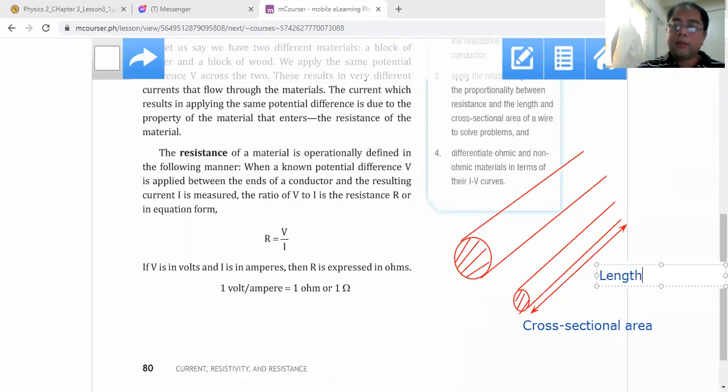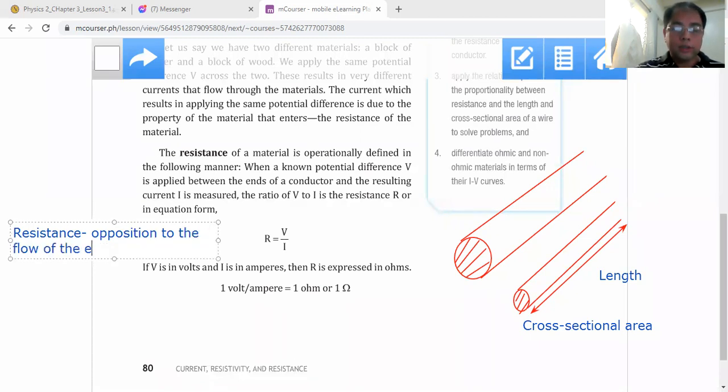And again, these are the factors that are crucial in the thing we call resistance. Now, resistance is the opposition to the flow of the electric charge. If friction is familiar from our lesson on motion, in wirings, the one that will try to make the charges flow slower or faster is this thing we call resistance.